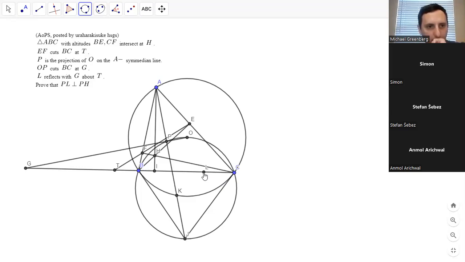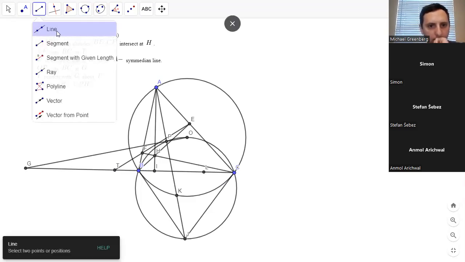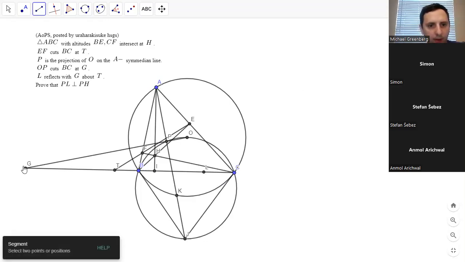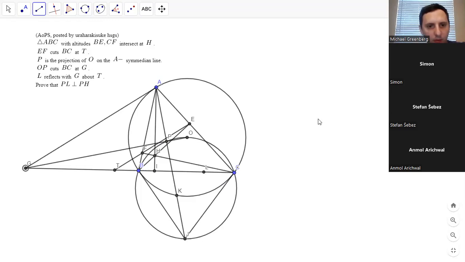So yeah, how do we use that GT equals TL? Well, let's see if AO and L are collinear. I don't think so, but it's worth checking. No, they're not collinear. It is quite obvious that GA is tangent to ABC. GA is tangent to the circle.